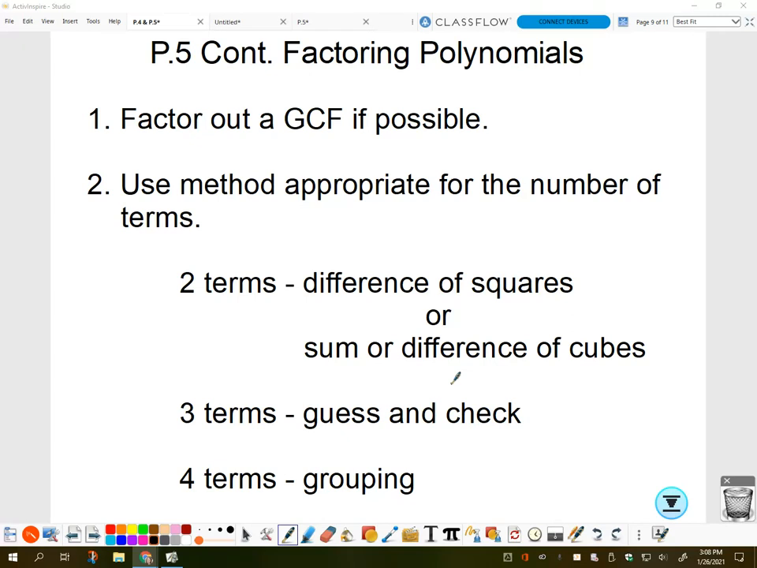You're going to always look for a GCF and take that out if you can. And then look at what you have left. And if it's two terms, look to see if it's a difference of squares or a sum or difference of cubes. If it's not one of those things, then it's not going to factor anymore. If it's three terms, we try to guess and check. If there's four terms, then we factor by grouping.